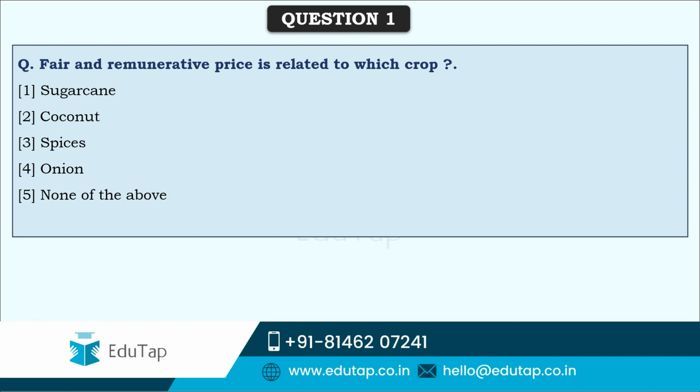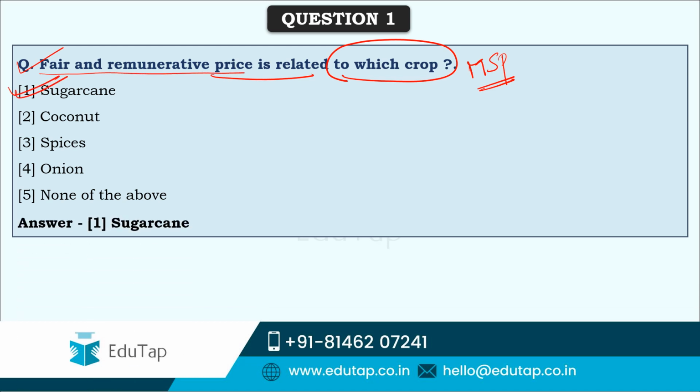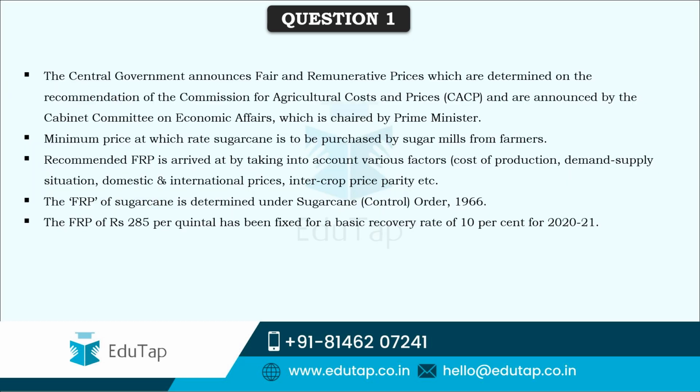So friends, here comes the first question. Fair and remunerative prices is related to which crop? See, generally you must have heard about MSP, minimum support price, and here it falls under the same category. But fair and remunerative prices, it's related to sugarcane. Sugarcane is a crop for which this is being released, and again the central government announces these prices, which are determined on the recommendation of the CACP, that is Commission for Agricultural Cost and Prices, and these are announced by the Cabinet Committee on Economic Affairs, which is again chaired by the Prime Minister.